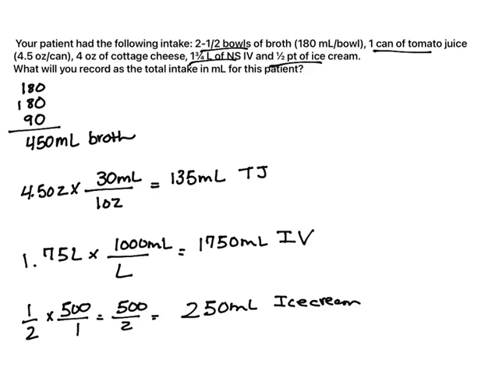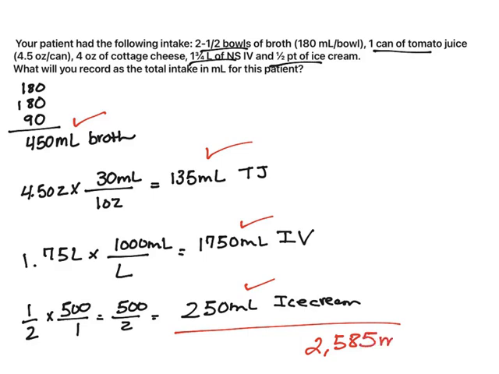So let's go over what all we have. We're going to add 450 for our broth, 135 for our tomato juice, 1,750 for our IV fluids, 250 for our ice cream. We're going to add all those up together, and we're going to get a total of 2,585 mLs. So again, the broth was 450, the tomato juice was 135, 1,750 for the IV fluids, and 250 for the ice cream. Add those all up and you'll get 2,585.